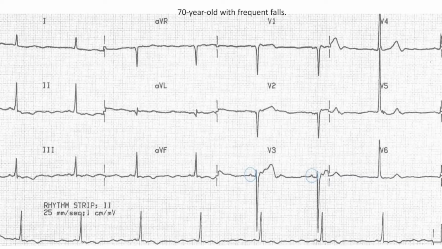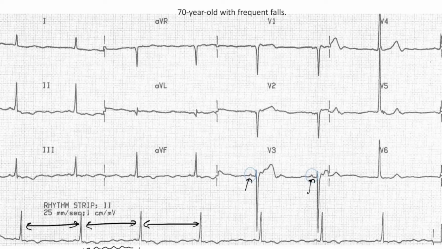This is a 70-year-old with frequent falls. So starting off with the rate, it's just under 50 beats per minute. In terms of the rhythm, notice how it appears that the person's EKG just seems to be moving with no specific pattern. This is usually seen with atrial fibrillation. Also notice how the QRS complexes are fairly regular. If this is all you see, it might look like atrial fibrillation with a third degree heart block and a junctional rhythm. However, upon close examination, notice that you can see P waves in V3.